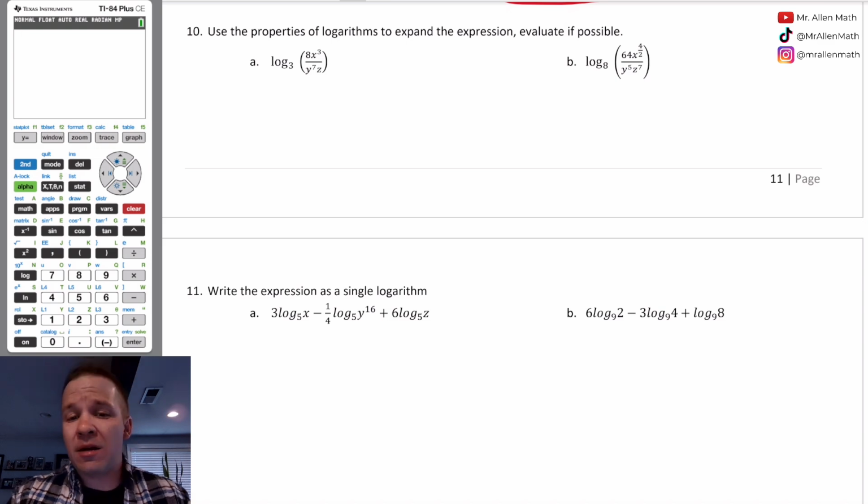We got to expand these expressions here and then evaluate if possible. It's not always possible, but sometimes it is.